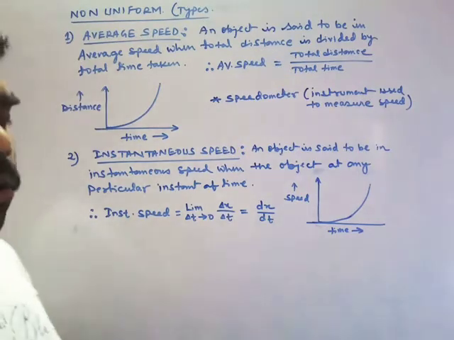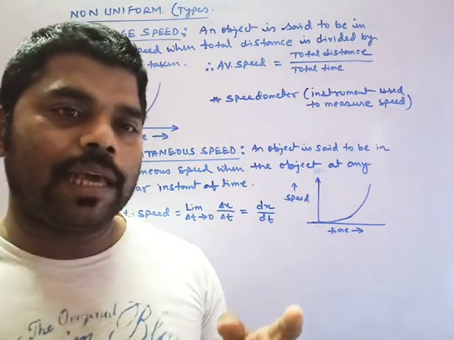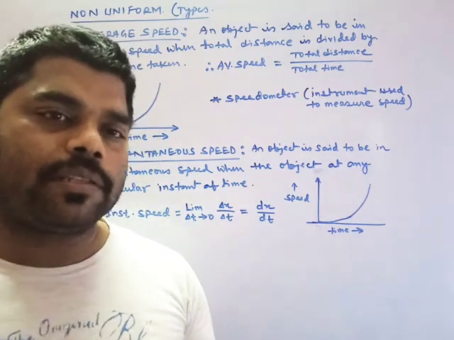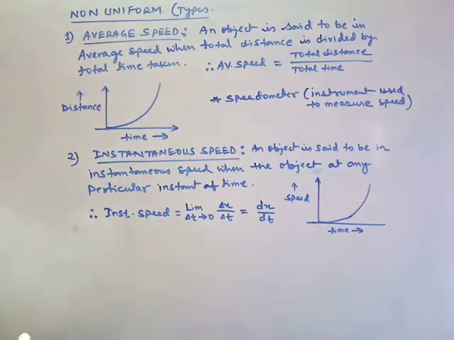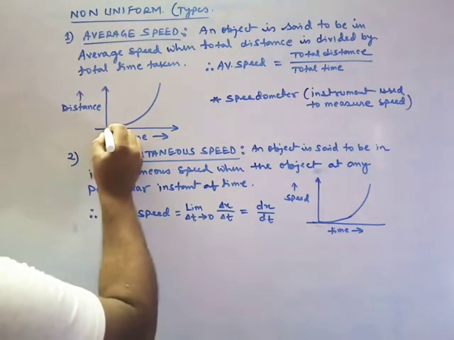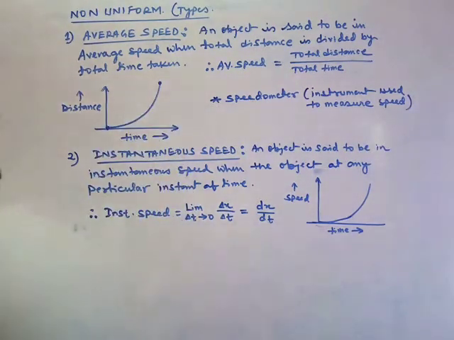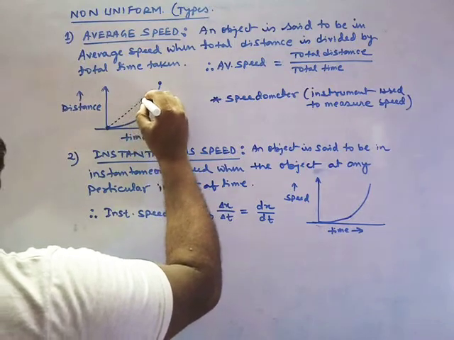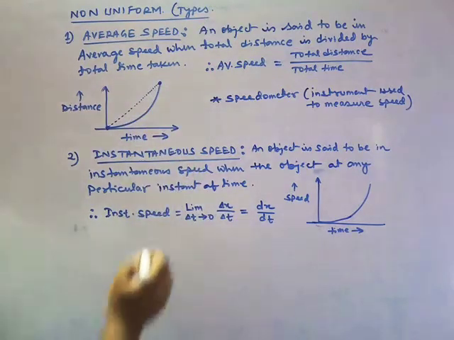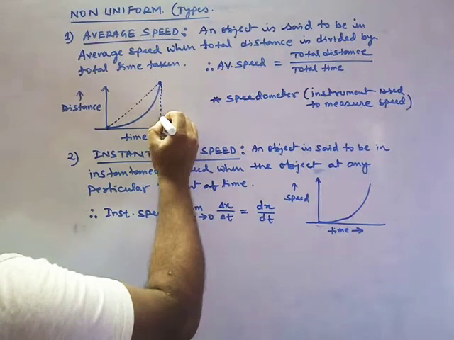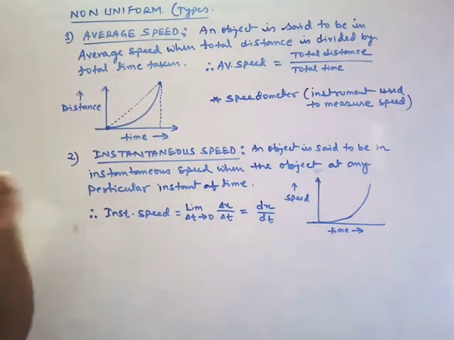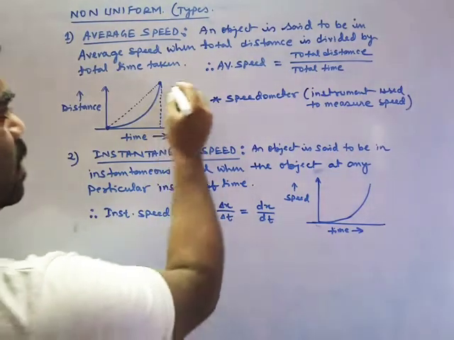Whenever we are going to find the average, always keep it in mind: you will take the initial point and the last ending point. From the initial and ending point, you will form one slope, and this slope is a right angle triangle.